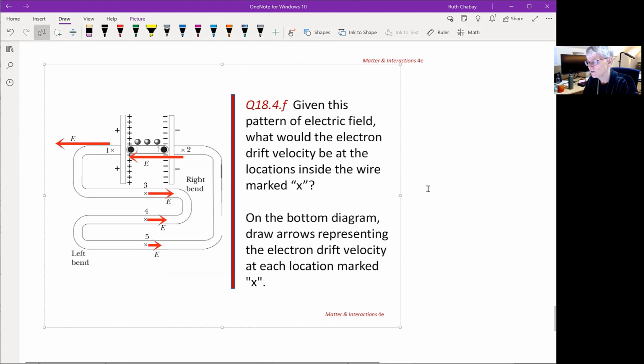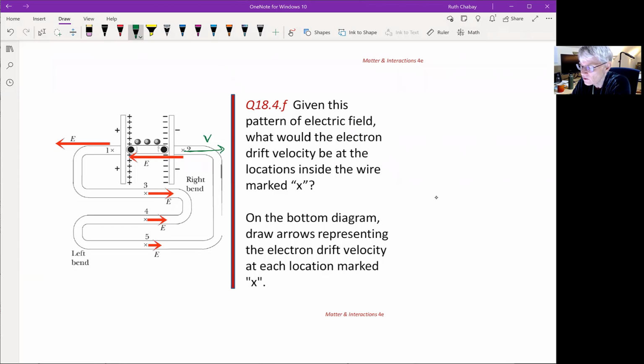Definitely opposite the direction. Well, in some locations, it's going to be complicated, isn't it? So let's actually draw it. So at this location, the electric field is pretty big. The force on the electrons is going to be in the right direction. So the electrons would be going that way, and here they'd be going that way. And that's kind of okay, actually. They're going in the direction we need current to go.